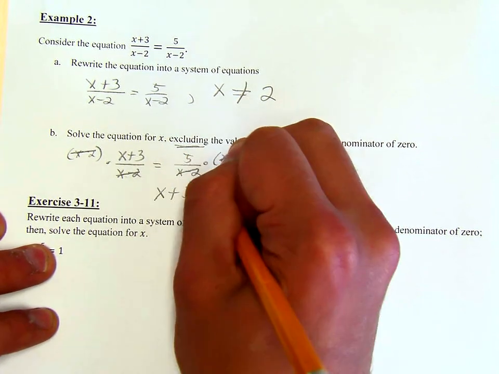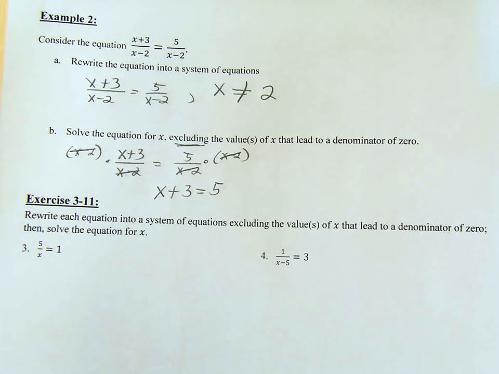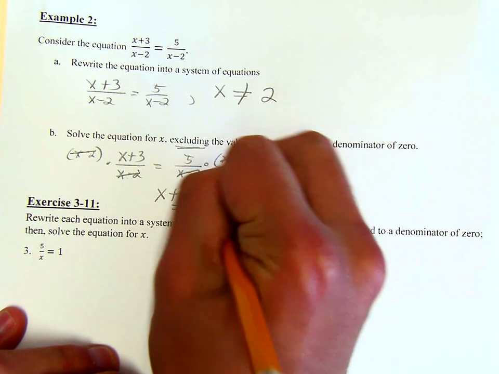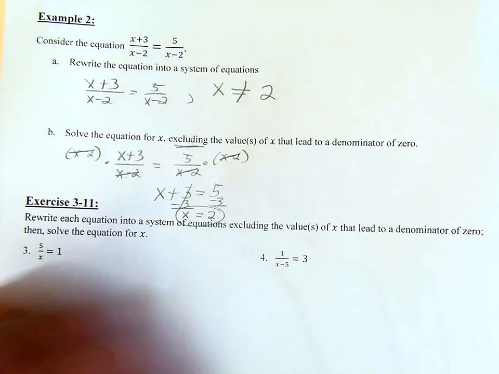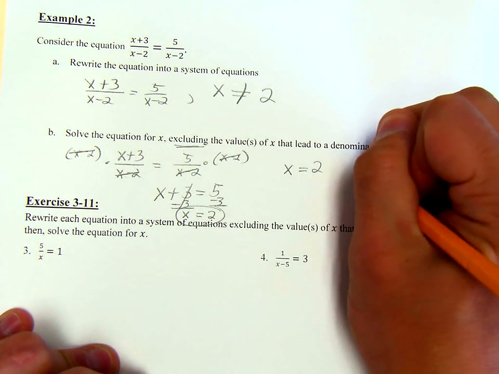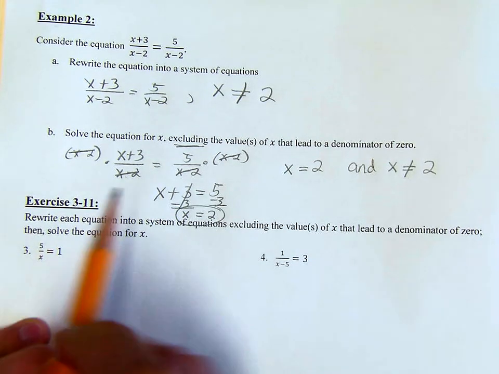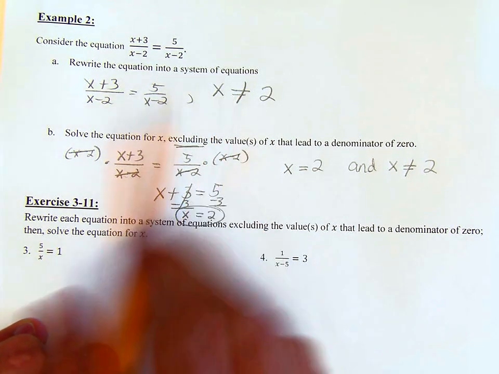And then to get x, we're going to have to subtract 3 on both sides. So subtract 3. On the left side, we'll just get x. 5 minus 3 is 2. So x is going to equal 2. And x is not going to equal 2. So in this case, we found that x is equal to 2, and we know that x can't be 2 from our equation above, so our solution set is going to be the empty set.